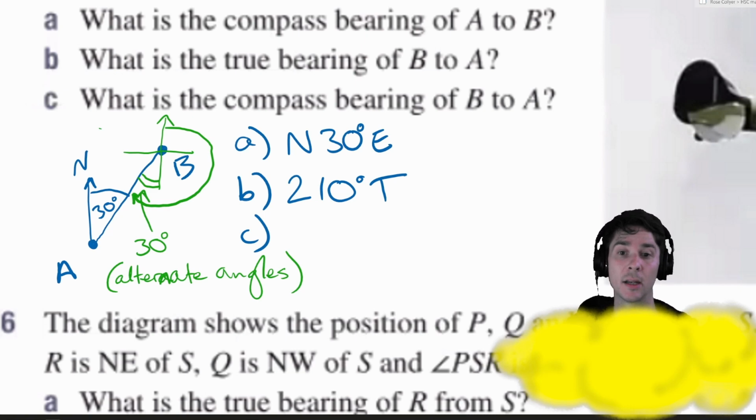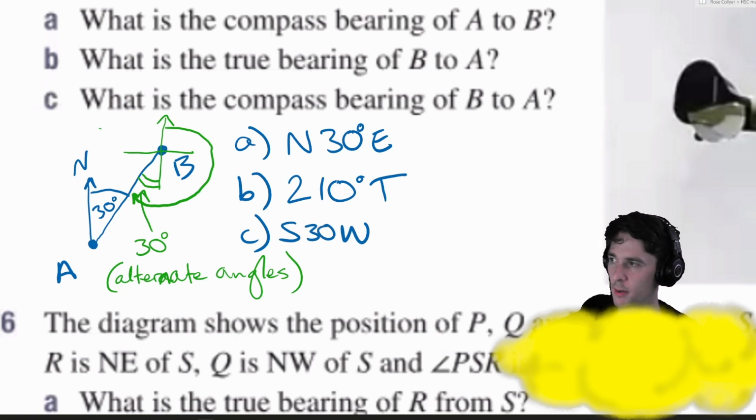So is A northwards or southwards? Good. Are we going to turn to the east or to the west? Good. And how much are we going to turn towards the west? Good. So the compass bearing of B to A is south, 30 degrees west. How do you feel about that? You don't look very happy about it.